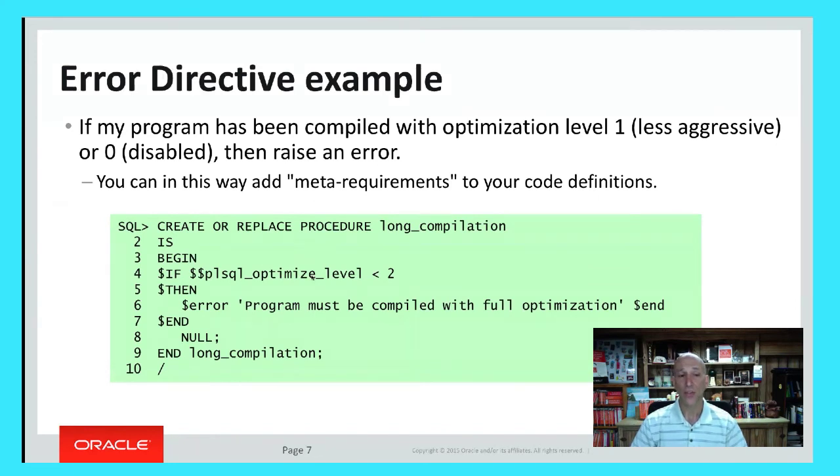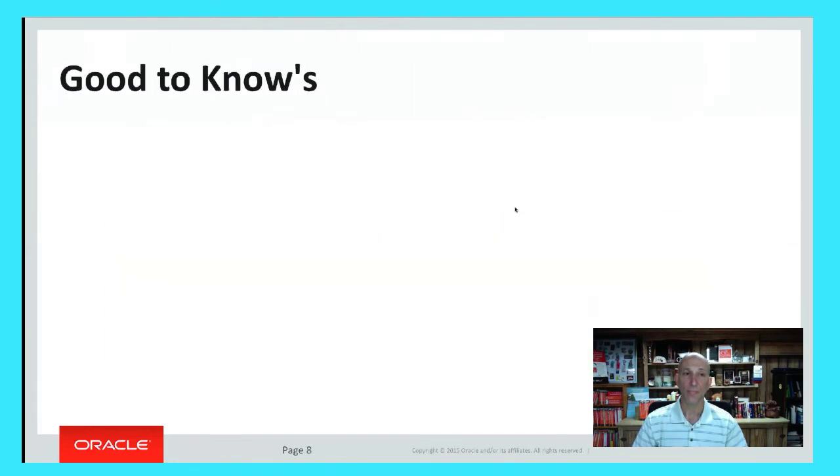If plsql optimized level, and this is a predefined conditional compilation flag, it tells you the optimization level currently at work for this procedure. If it's less than 2, then I'm going to cause a compilation error to be raised, and I provide the message, program must be compiled with full optimization. So that's one example of how you can use $error to build QA checks into your code itself.